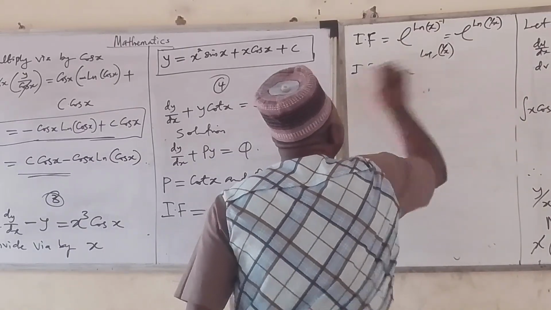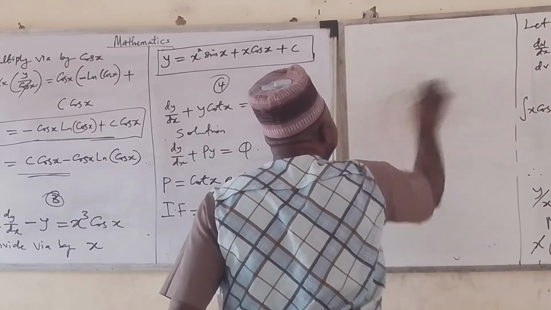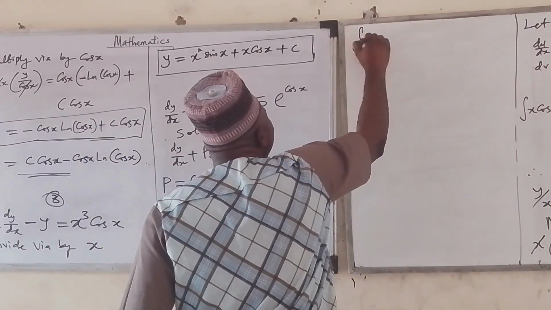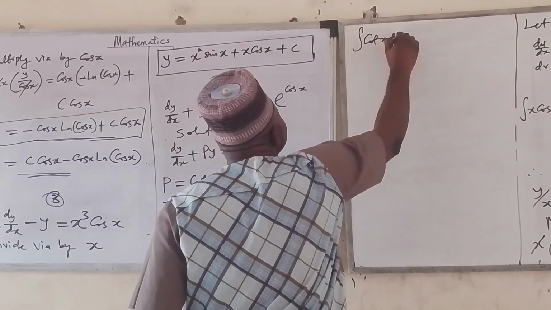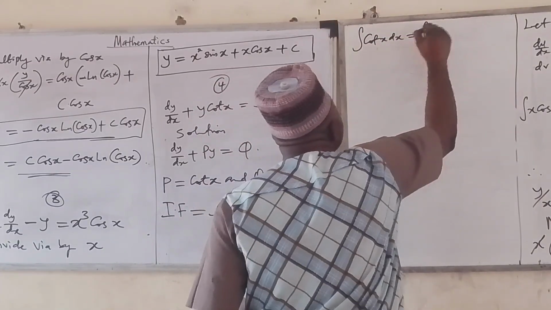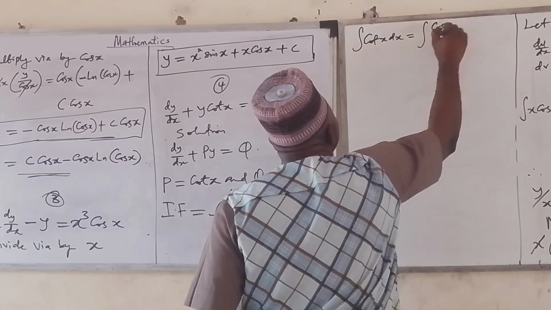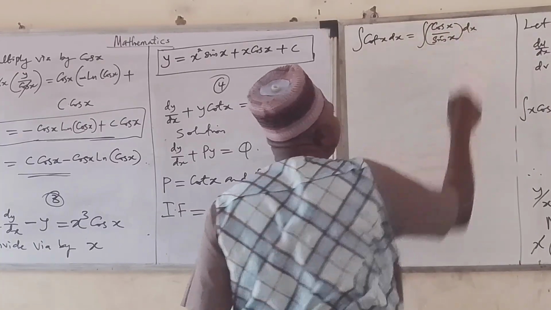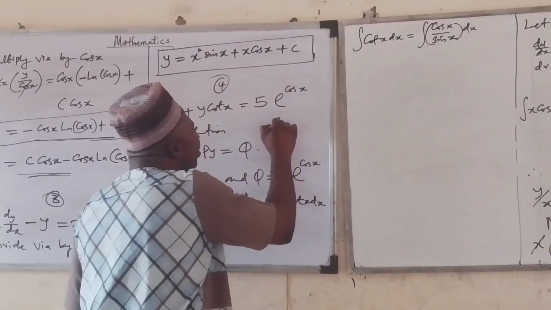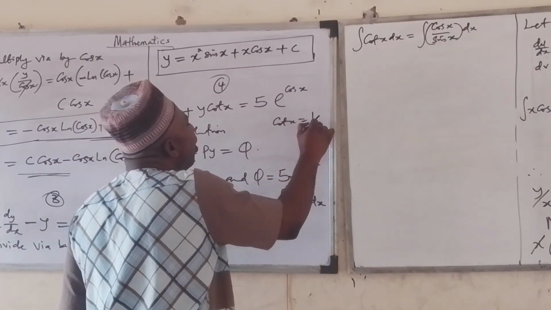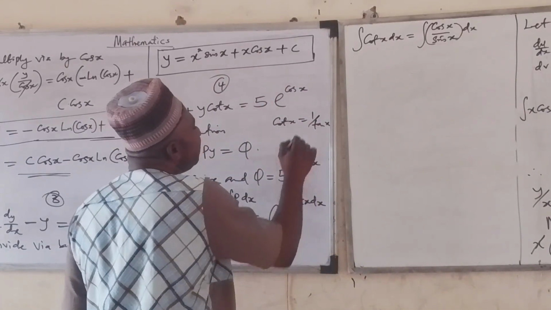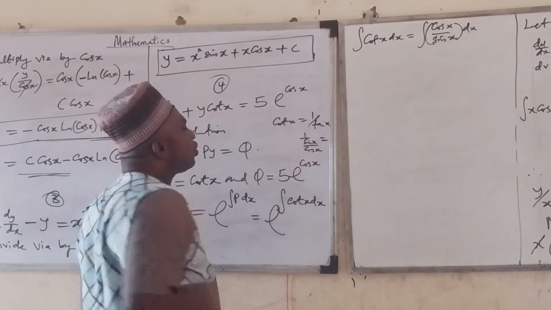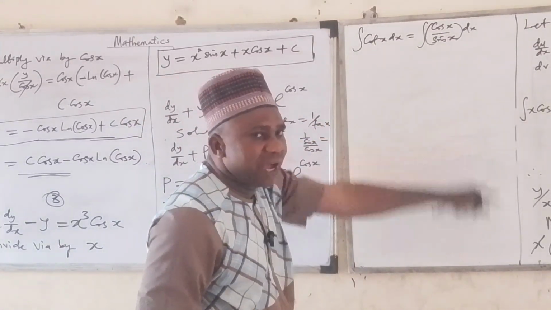So it means that here we have the integral of cot x dx. Now as we all know, cot x is the same as cos x all over sine x, dx. Yes, cot x is 1 all over tan x, which is the same as saying 1 all over sine x divided by cos x. And that will give us cos x all over sine x.